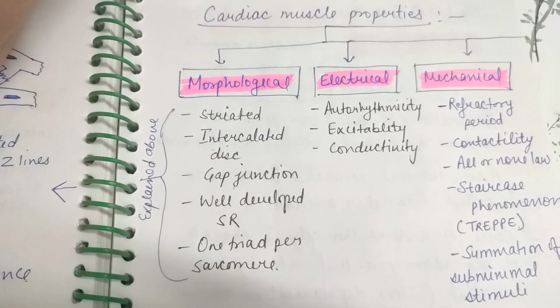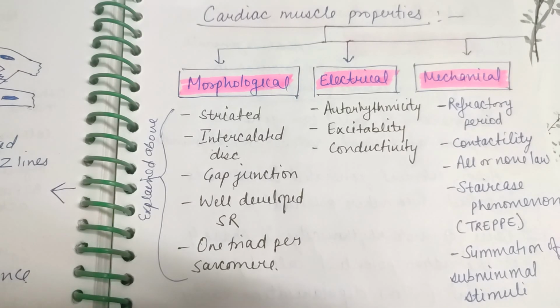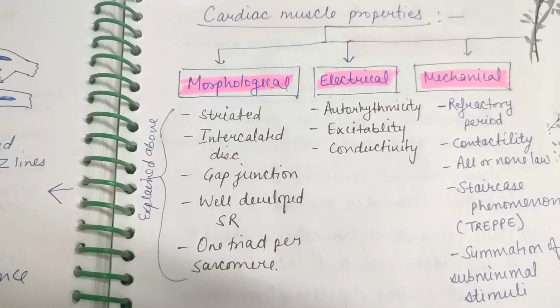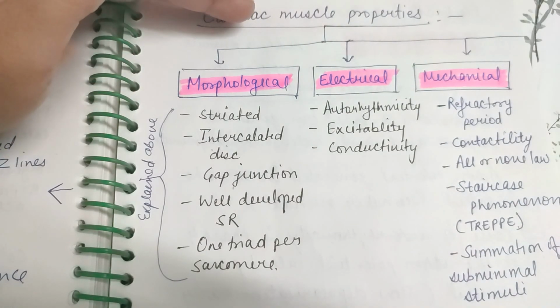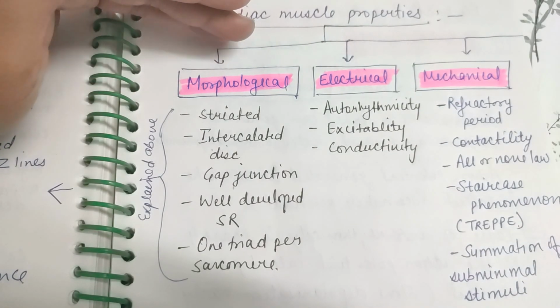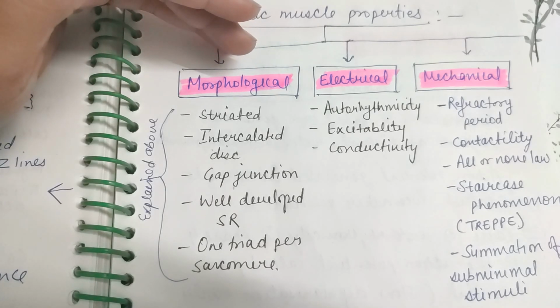In this video, we'll be discussing the properties of cardiac muscle. This is also a very important topic in cardiovascular physiology. I'll be explaining this topic with the help of these notes so that you can have an idea of how to answer this question whenever it is asked in an exam, right? Because this is the major mistake made by students. They don't know how to answer this question, right?